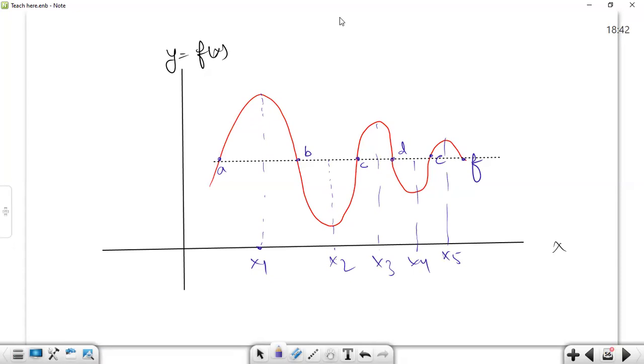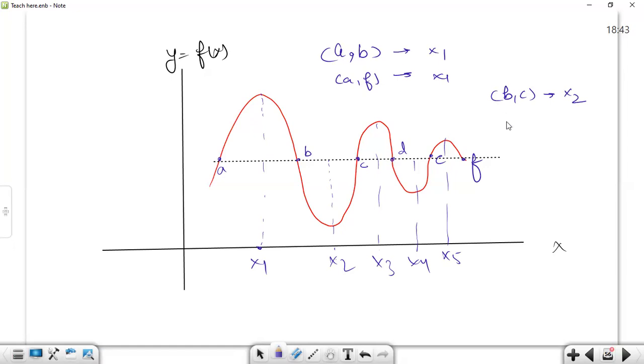So if we talk about the open interval A to B, where is the function maximum? Locally maximum for A and B is x1. And if we talk about the interval A to F, where the function is maximum, it is at x1. Let's talk about the interval B to C, where the function is minimum. The function is minimum at x2.